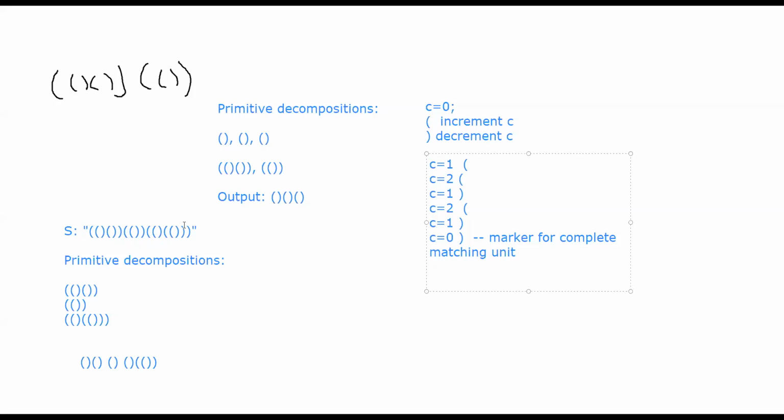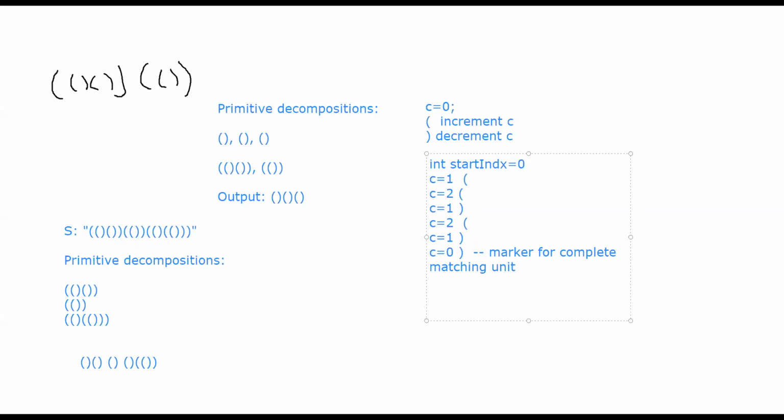Make sense so far? Anytime C equals 0, that's the end of one unit. Then I need to copy this, because that's part of my result. So in the beginning I track the start index, which is 0, the start of the string. The moment I hit this mark where I have a complete unit, I say the end index is my current string index. In this case, that will be 0, 1, 2, 3, 4, 5. Make sense?